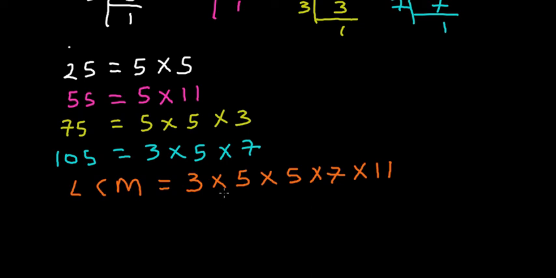Okay, 3 times 5, that's 15. 15 times 5, that's 75. 75 times 7, that's 525. 525 times 11, that's 5775. Okay, so the LCM is 5775. The LCM of 25, 55, 75, and 105 is 5775.